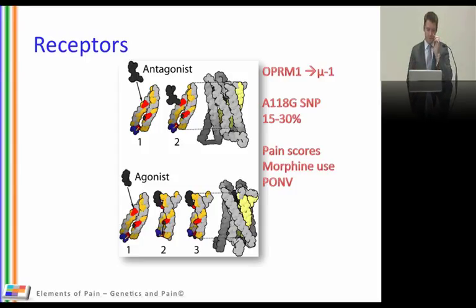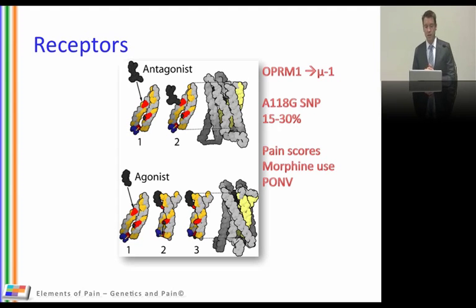Another paper with 30% of the study group. And this SNP has been associated with abnormalities in pain scores, abnormalities in morphine and other opioid usage. So an example was, one of the papers was L-fentanyl usage, and interestingly associated with post-op nausea and vomiting as well. Now, a lot of papers have shown that these SNPs are associated with abnormal higher pain scores, excessive opioid use, and a reduction in the response to opioids as well.